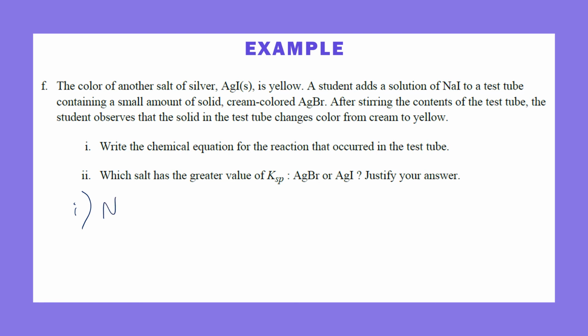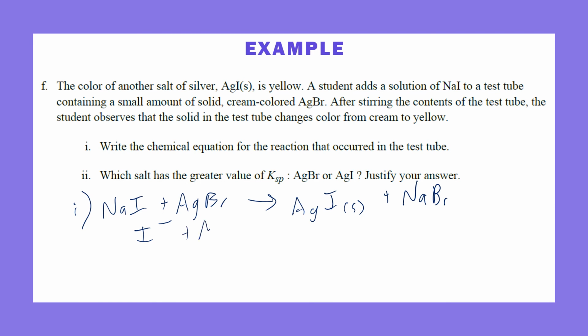So for part I here, we're adding sodium iodide to the silver bromide, and we're forming silver iodide and then sodium bromide. And you're supposed to recognize that the sodium compounds are completely soluble. So to find a net ionic equation here, we would get the iodide ions plus the solid silver bromide forming solid silver iodide, the yellow colored, plus the bromide ions. The sodium is a spectator ion. That was just 1 point.